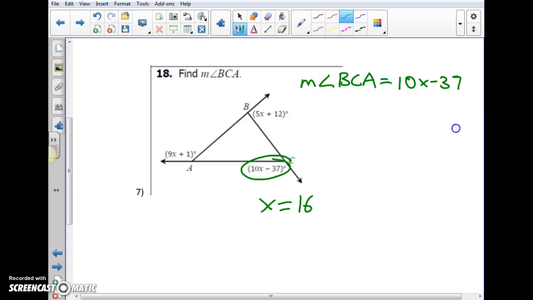Now I'm going to plug that in. 10 times 16 minus 37. I should get that BCA, that exterior angle, just that one, is 123 degrees.